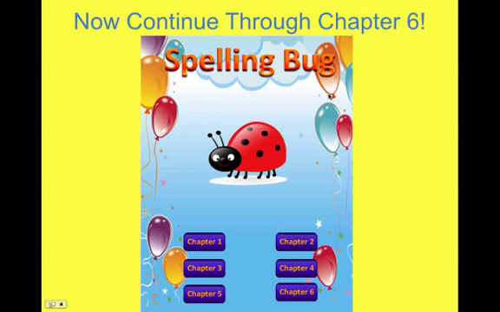Okay class, so this is the end of the tutorial of Spelling Bug 2. So I hope you understand how to use it, and now you can go ahead and go through chapter 1 through 6 on your own and incorporate as many different activities as you want. You can learn how to spell the word, identify the picture with it, hear the sound, and understand the meaning.